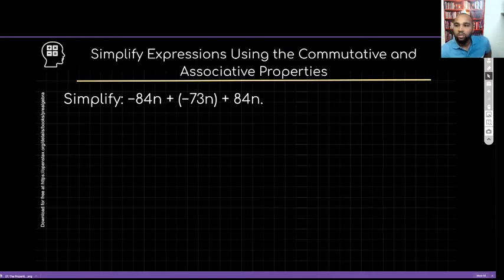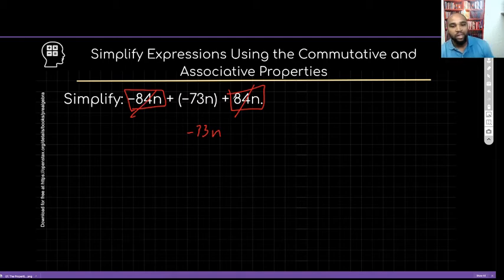All right, so let's do this one using simplified expression using commutative and associative properties. So what can we do to make this simpler? Well, I'm not going to write it all out, but you can see that this negative 84n and 84n, if I move those together, I would have just canceled them out to 0. So now what do I have left? Negative 73n. But if you didn't do that, you would have done negative 84n plus negative 73n, then added 4n, and it's going to give you the same answer. So use your associative property, use your commutative property, and move this one over, and put those together to get 0.